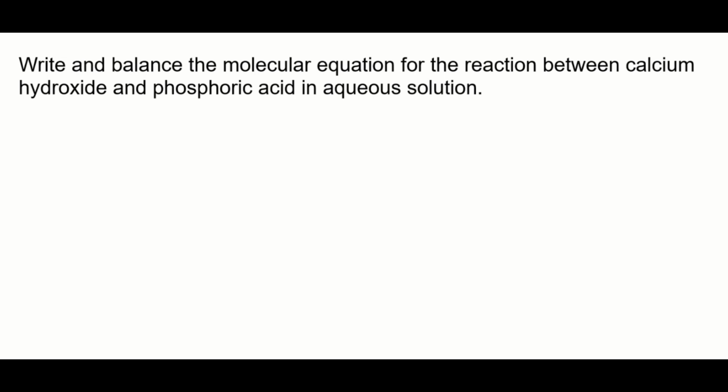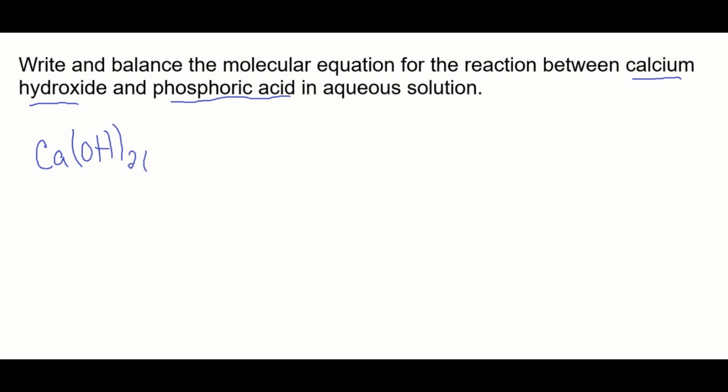Let's write and balance the molecular equation for the reaction between calcium hydroxide and phosphoric acid. Let's start with the reactants. Calcium hydroxide is made up of calcium cations and hydroxide anions. Calcium forms two positive charged cations and the hydroxide anion has a one negative charge. So you crisscross those numbers to get the ratio. You're going to need two hydroxide ions for every one calcium.